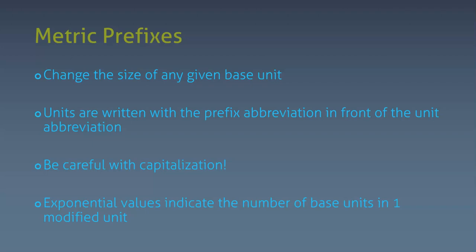The prefixes are usually listed with associated exponential values, like 10 to the third or 10 to the negative ninth. These values tell us how many standard base units fit in a single modified unit. Positive exponents mean that our units have gotten larger, and negative exponents mean that our units are smaller.